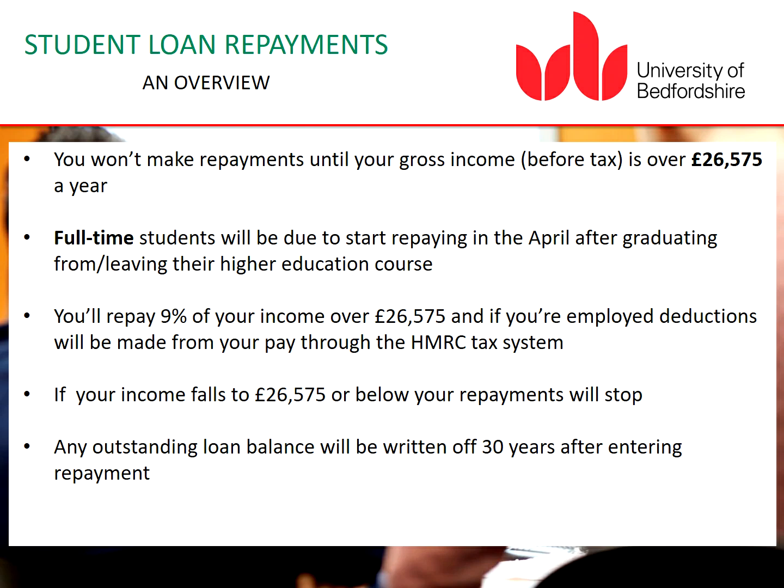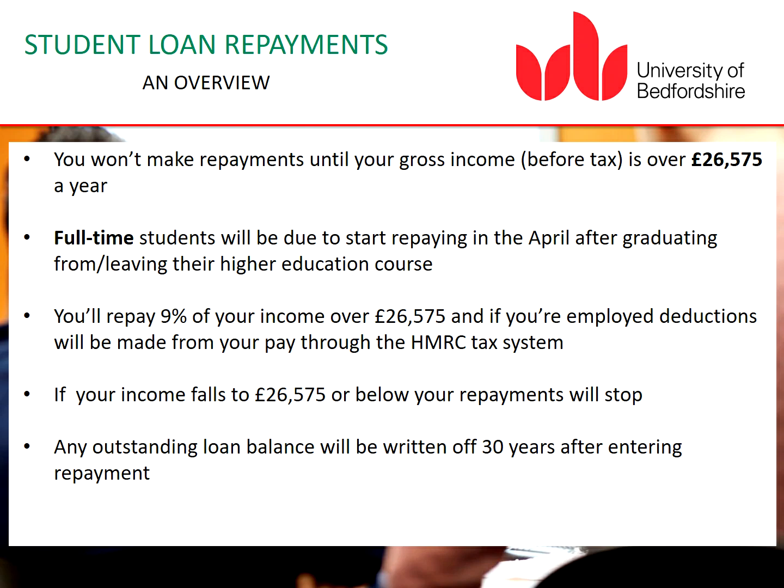You will graduate in the summer after you finish your course. You don't start making any repayments on that loan or that funding until the April after you have graduated, so when the new tax year starts. Your repayments for your funding is calculated at a rate of 9% of your income that is over the £26,575 threshold.